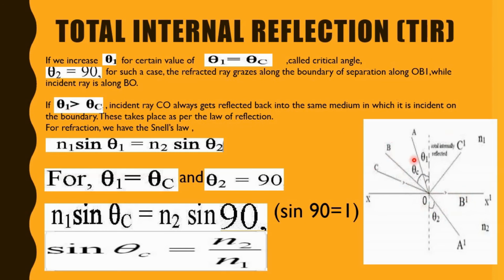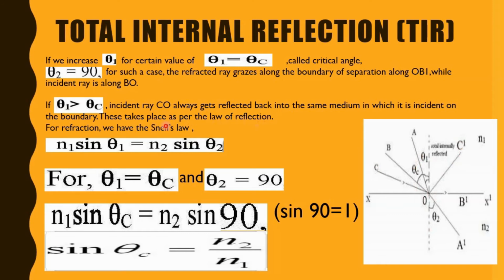Now if theta 1 is greater, that means this one is greater than theta c, then the incident ray CO gets reflected back into the same medium, that is it becomes OC1, from where it was incident on the boundary. This takes place as per the law of reflection.